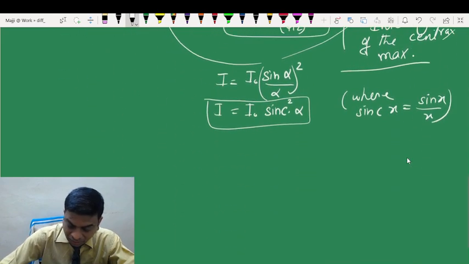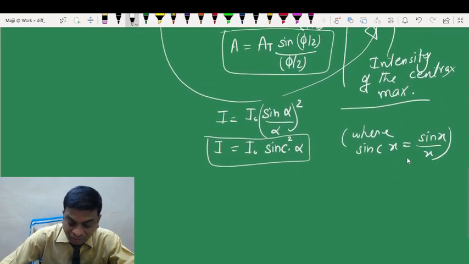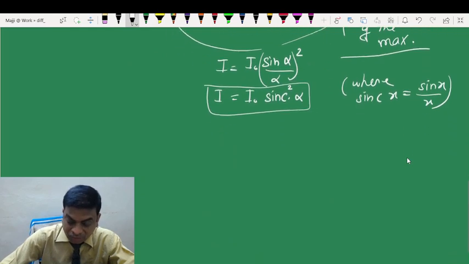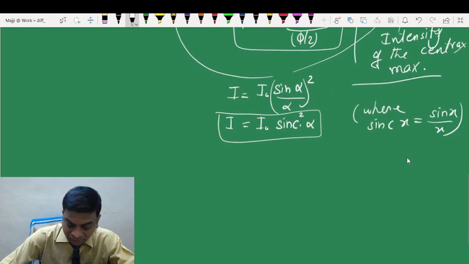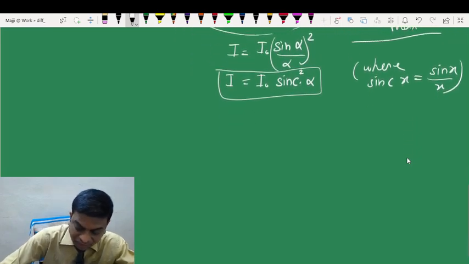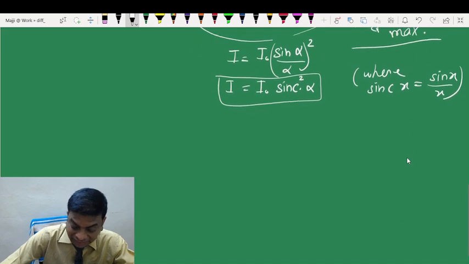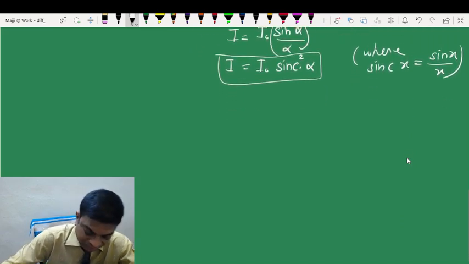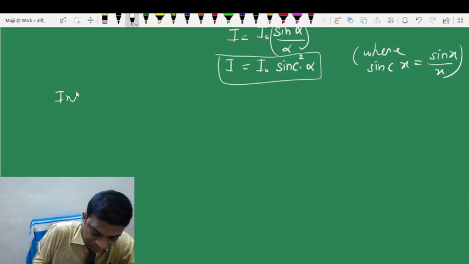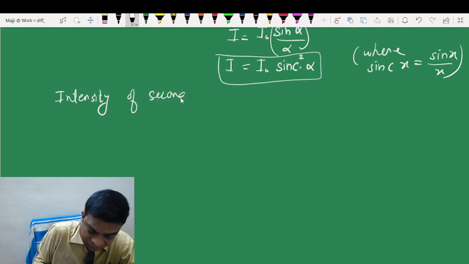Now, depending on the values of alpha, when you substitute different values of alpha corresponding to maximum or minimum, you will get different results. So here we are interested in the intensities of maxima and minima. So let us first find the intensity of secondary minima.